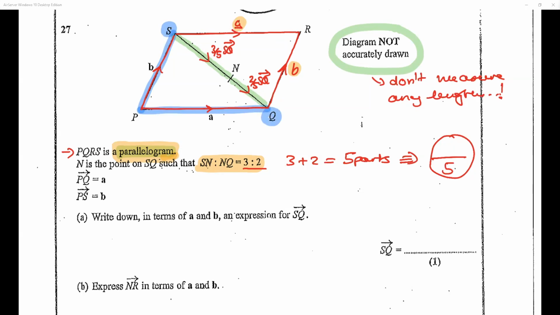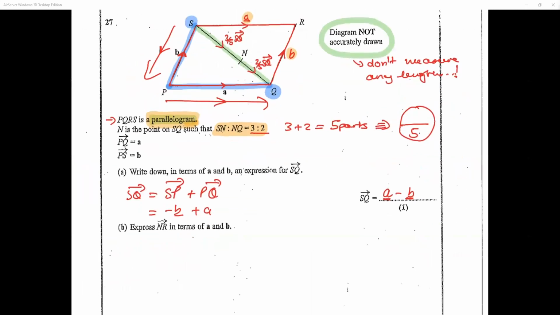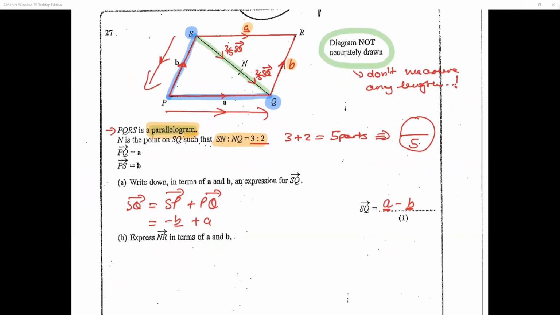Give me the path. S to P, the first blue line. And then plus P to Q, which is minus b plus a. Because b goes upwards and we're going down, we have to have a minus b. We're going in the direction of a, so it'll be a plus a. So we can write it as a minus b, keeping it nice and alphabetical. Okay, lovely.